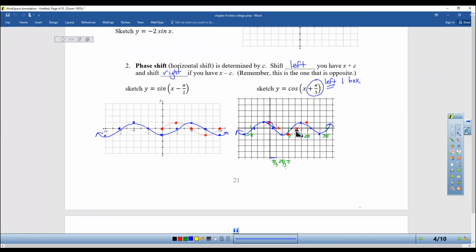There you go. You can see that mine aren't perfect. Yours don't have to be perfect, but they do have to be accurate enough for me to know that you were shifting correctly. And that is the parent graph shifted pi thirds, which is why a lot of times I draw the parent graph first so that I can see it easily.